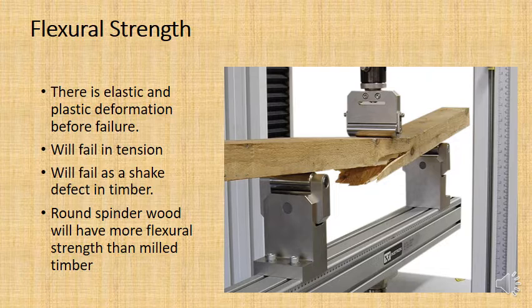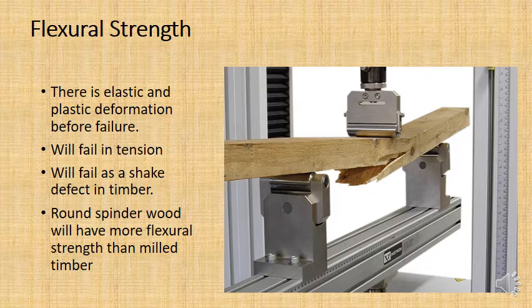What's happening is there is elastic deformation. It will begin to bend, and that means the wood fibers at the bottom are basically being pulled apart. There's tension there, and that's where it's going to fail, because the tension load there is considerably more than the compression load on top, and therefore it's going to split, and usually it's going to split as a shake. Remember, the shake is where the grains break apart, because that's where it's weaker.